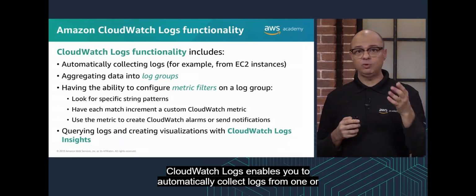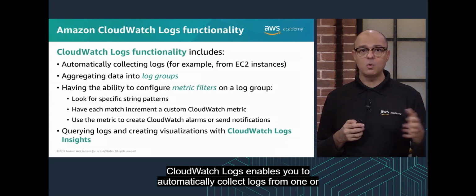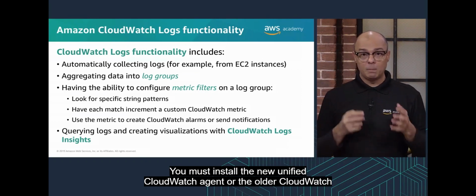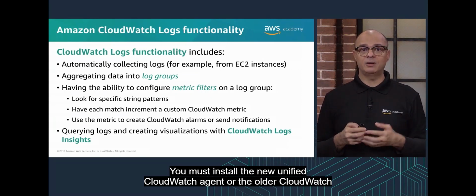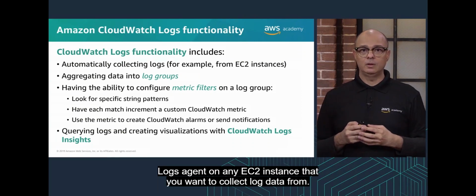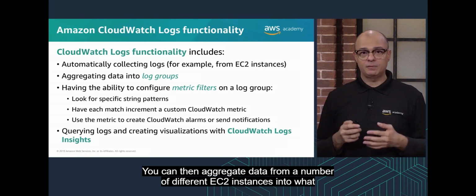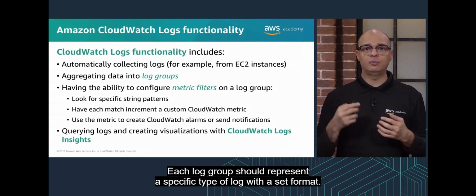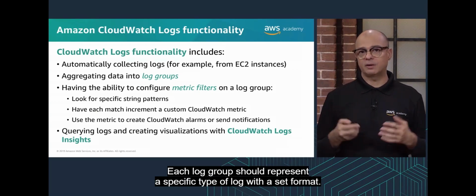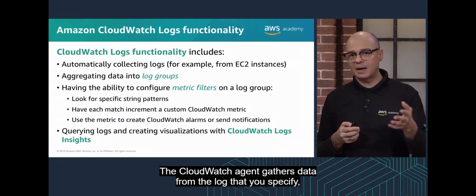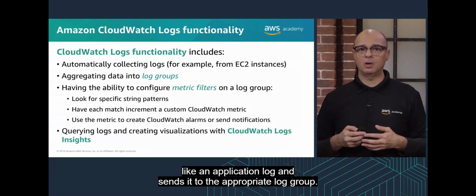You can also store log data externally to EC2 instances. CloudWatch Logs enables you to automatically collect logs from one or more of the supported AWS services, such as Amazon EC2. You must install the new unified CloudWatch agent or the older CloudWatch Logs agent on any EC2 instance that you want to collect log data from. You can then aggregate data from a number of different EC2 instances into what is known as a log group. Each log group should represent a specific type of log with a set format. The CloudWatch agent gathers data from the log that you specify, like an application log, and sends it to the appropriate log group.